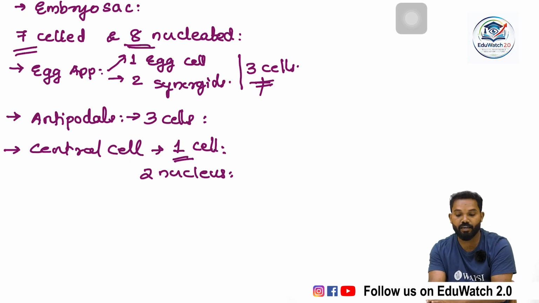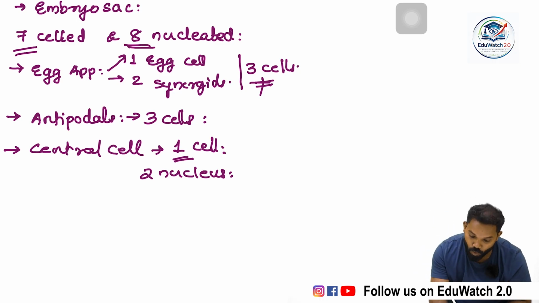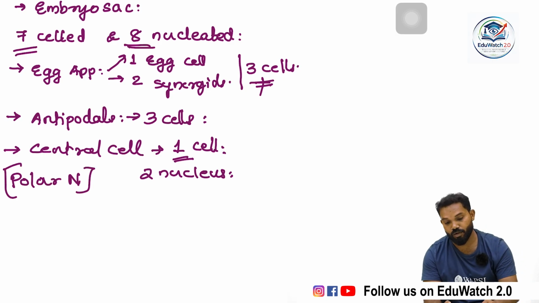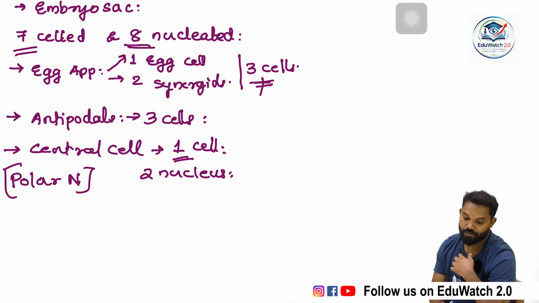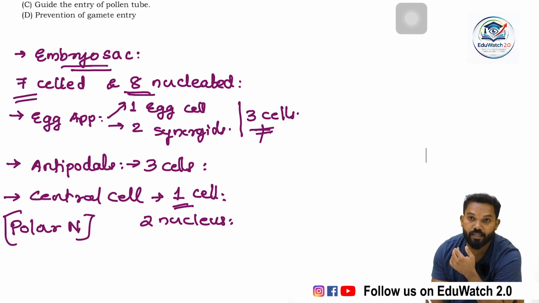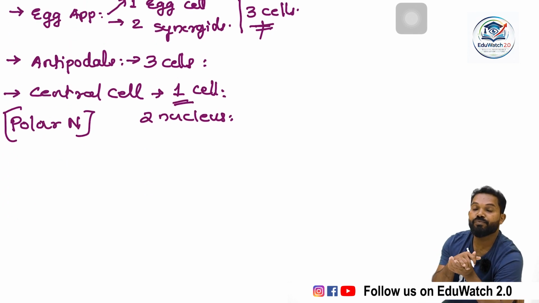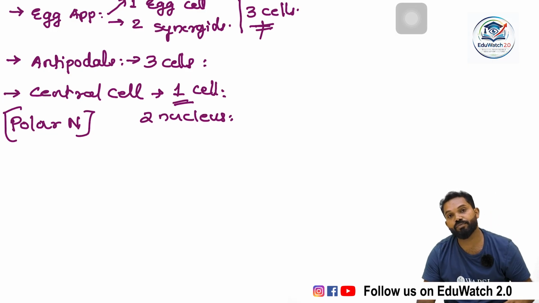So why is it 7-celled and 8-nucleated? Because of the central cell, which contains 2 haploid nuclei known as polar nuclei. They are known as polar nuclei because they come from each pole, one from the chalazal region and one from the micropylar region. So this is the structural characteristic of an angiospermic embryo sac. These structures help in the fusion of gametes, embryo formation, then zygotic development, etc.